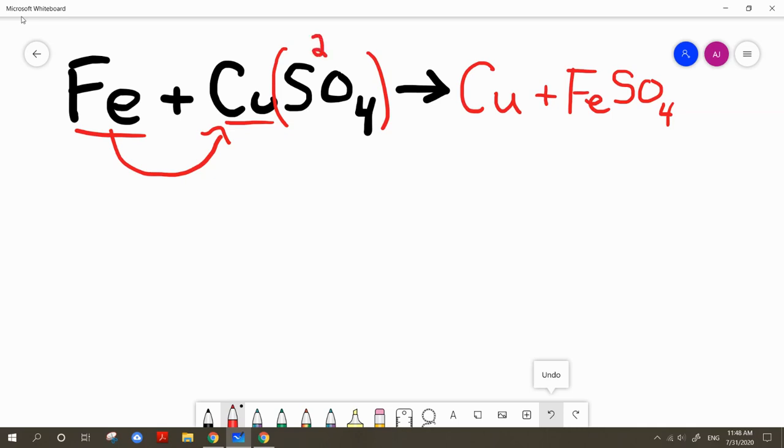SO4, the sulfate ion, has a charge of 2 minus. And that makes sense with this compound because copper here is copper 2 plus. So 2 plus, 2 minus, they bond in a 1-to-1 ratio. And as I said, we don't necessarily know whether it's going to be iron 2 or iron 3, so I'll just assume it's going to be iron 2 to make everything nice and easy.